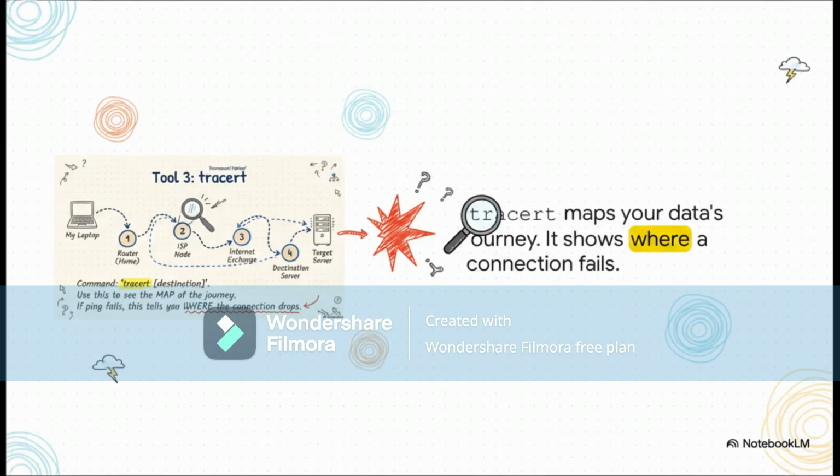So ping tells you if you can connect, but what if it fails? That's when you bring in the big gun, tracert. Tracert literally traces the entire route your data takes, stop by stop, from your laptop all the way to the final server. It's like a map of the journey, and if there's a problem somewhere along the way, tracert will show you exactly where the connection broke down.